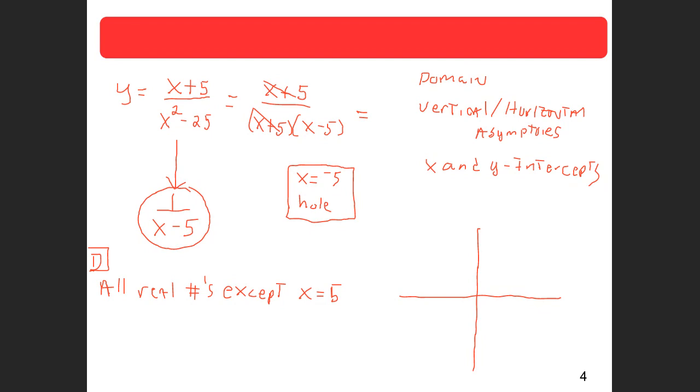You can put any other number in here. You can put 20, 30, -5, -30. You can put any number in here except 5, because once you put 5 in, 5 minus 5 is 0, and you can't divide by 0. That's why that is not part of my domain. So my domain is all real numbers except 5. How do we find vertical and horizontal asymptotes? Vertical asymptotes are very easy to find. They are any place that makes the denominator equal to 0.